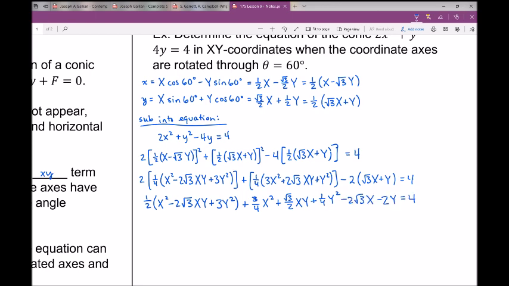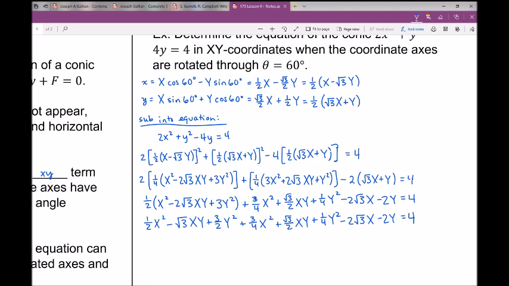Okay, and the last thing I need to do is just distribute this 1/2 through, and then we can add some like terms. So we get 1/2 x squared minus root 3 xy plus 3/2 y squared plus 3/4 x squared plus root 3 over 2 xy plus 1/4 y squared minus 2 root 3 times x minus 2 times y is equal to 4. Okay, and I know this looks complicated, but I think the terms will all add together pretty nicely.